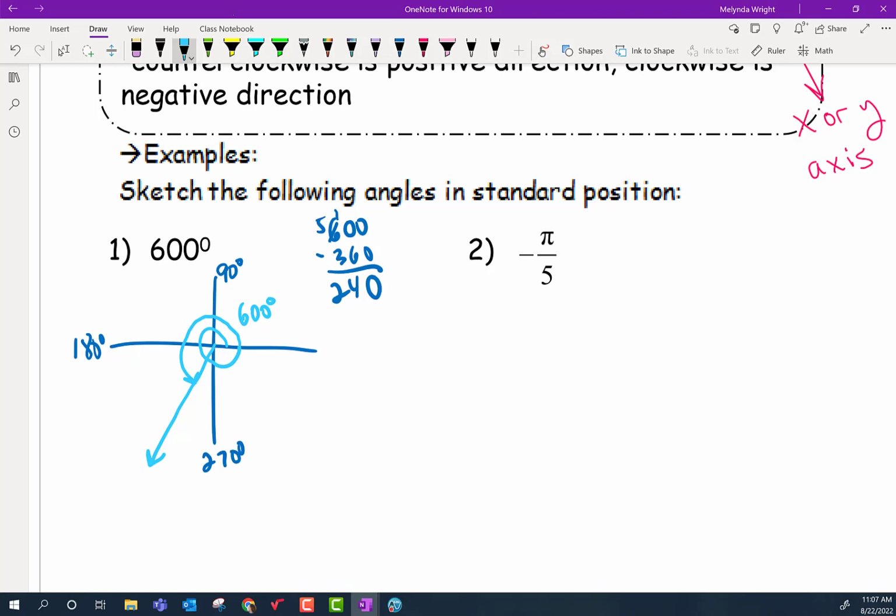You might see some pictures like that on your online homework. They might ask you if the angle's in standard position or which one is the right one. So that's what we're talking about.